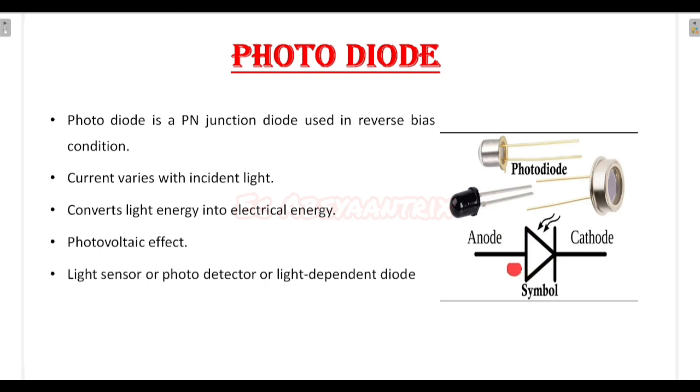Coming to the symbol, it's very similar to a PN junction diode. The only difference in this symbol is these two arrows, which indicate that light is incident on the PN junction. As a result, electron hole pairs are generated, and due to that a current is generated, which is called photocurrent. Other than that, everything is the same as a PN junction diode. Anode, cathode, the two terminals are all the same.